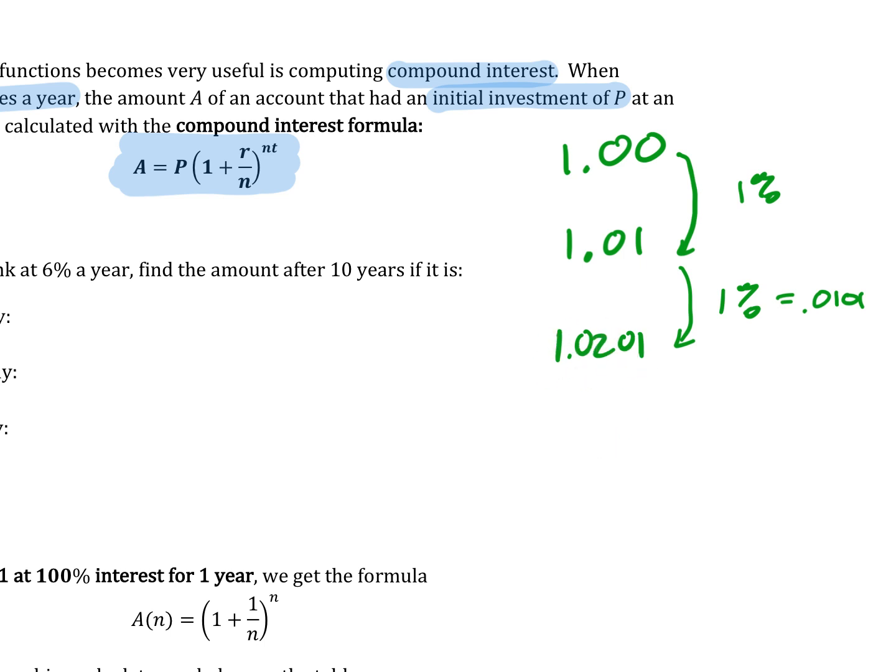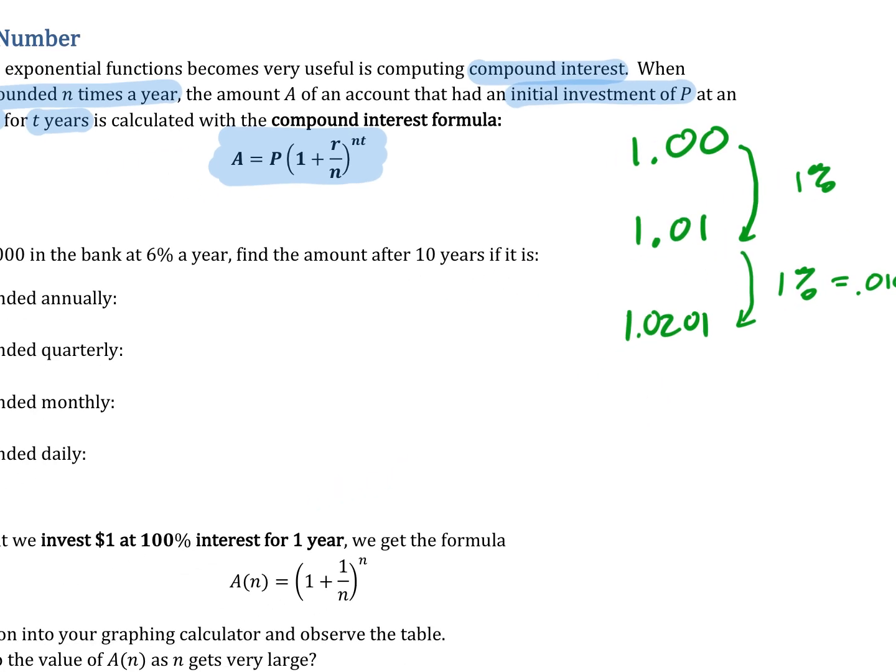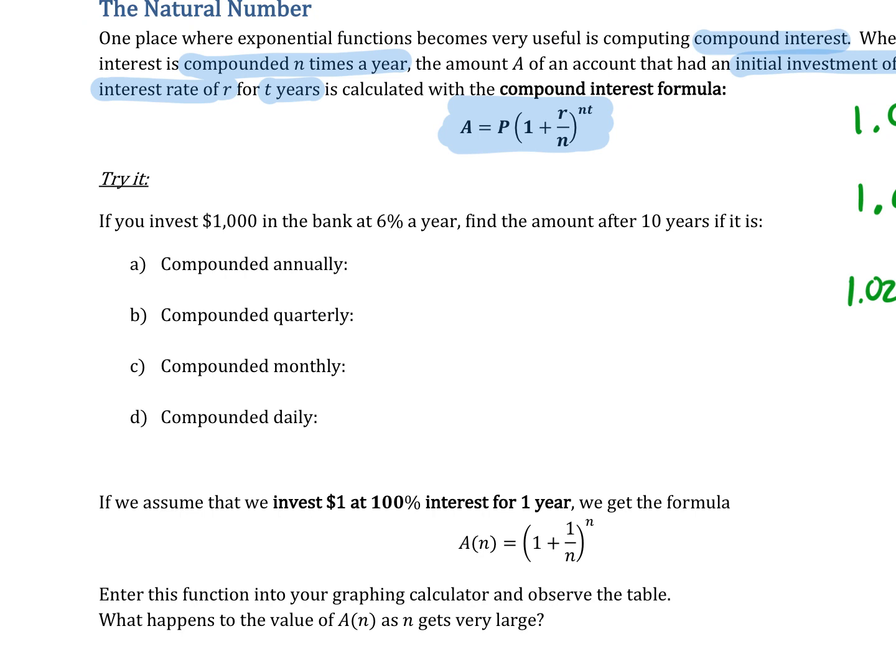So compound interest means we don't just get interest on what we started with, we get interest on the interest. So this 1 cent was given to us by the bank because we left our dollar in the bank. And then we got interest on the original dollar and we got interest on that 1 cent. Okay? And then we'll get interest on that interest. And that's what we call compounding interest. We're getting interest on the interest. Interest is money that the bank gives you to let you have their money for a while.